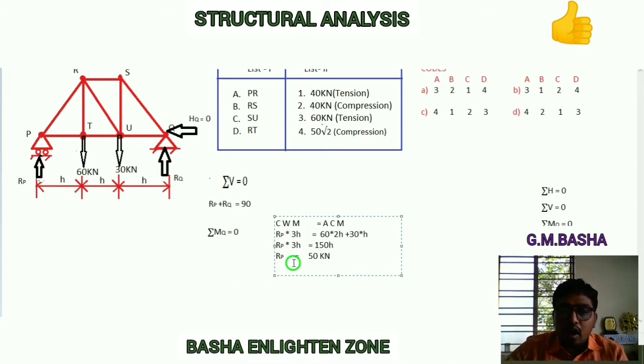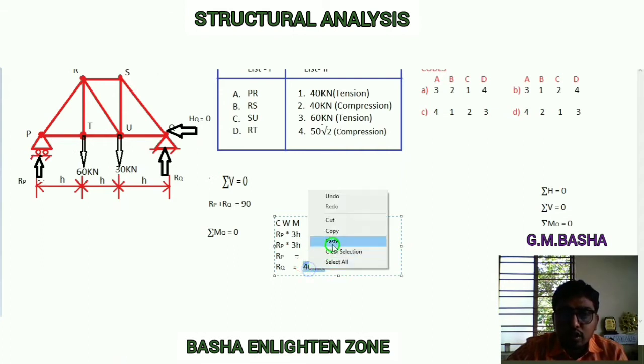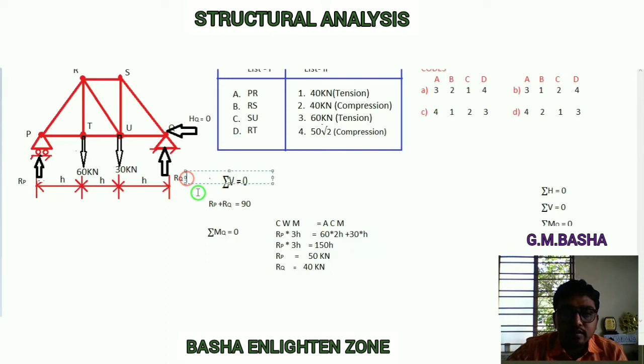Then after obtaining this RP value, substitute this RP in this equation, 50. So therefore, what about your RQ? RQ equals 90 minus 50. You will get RQ equal to 90 minus 50 equal to 40. Therefore, RQ will be equal to 40 kilonewtons. So friends, these are the vertical reactions, and the horizontal reaction will be equal to 0, and this one will be the vertical reaction.